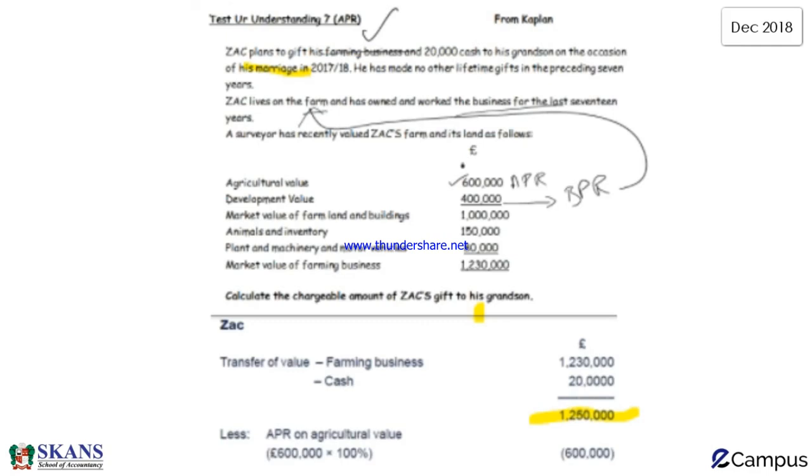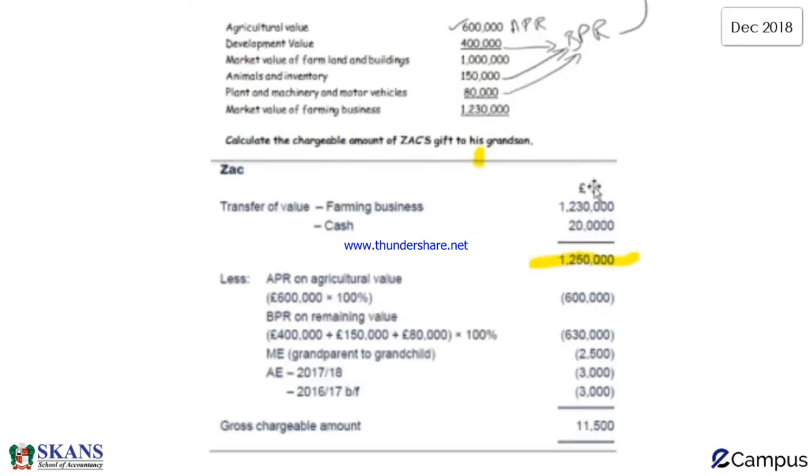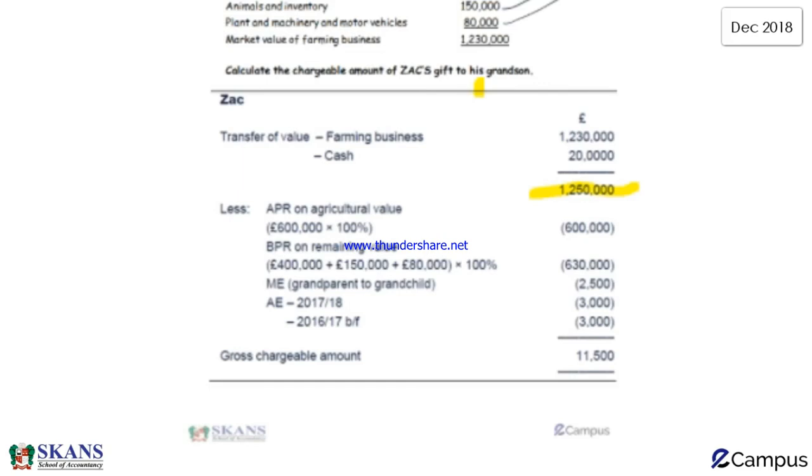So right now, as it was self-farmed, that means these lands were used in his own business. That makes it a relevant business property. Animals in inventory are also qualifying relevant business property. Plant, machinery, and motor vehicles are also relevant business property. Now you can go through the answer and find out how we apply both BPR and APR if we have to.